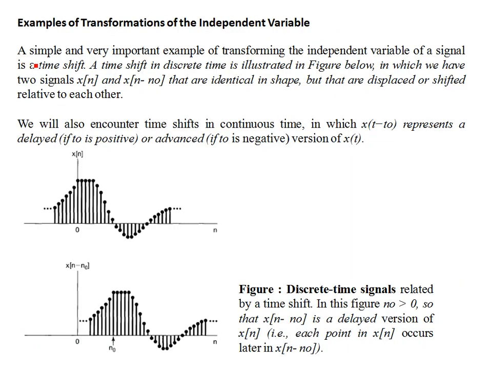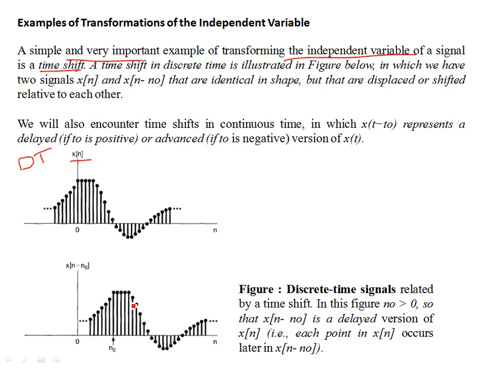A very simple and important example of transforming the independent variable of a signal is time shift. We have talked about this before. This time shift is applicable not only to continuous time signals, but we can also do the same operations on discrete time sequences or signals. So x[n] is a discrete time sequence.